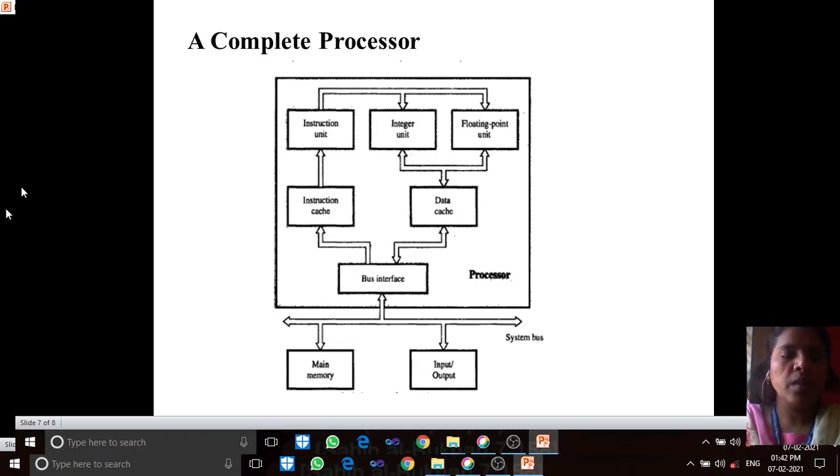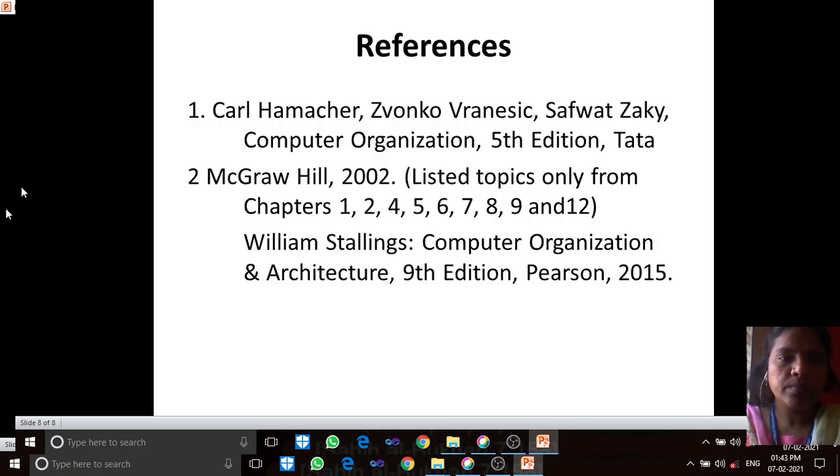What you must note here is that to execute instructions, the processor must have some means of generating control signals. There are two approaches, which I already told you: hardware control and microprogram control. Thank you. This is the end of Session 4.